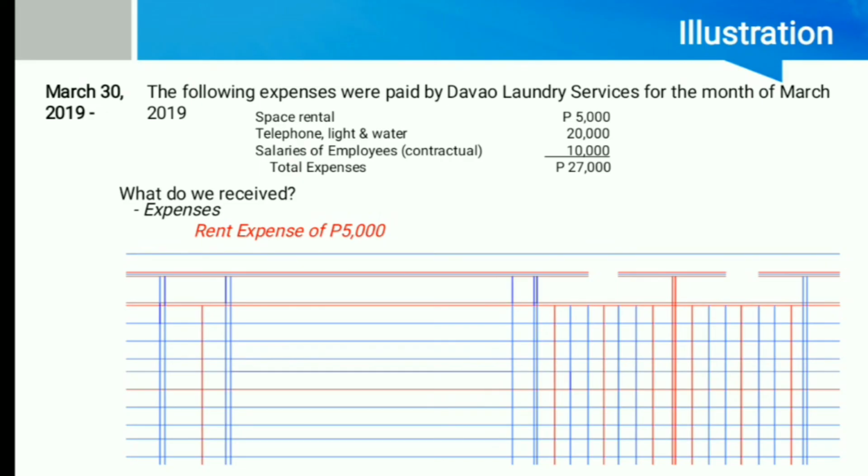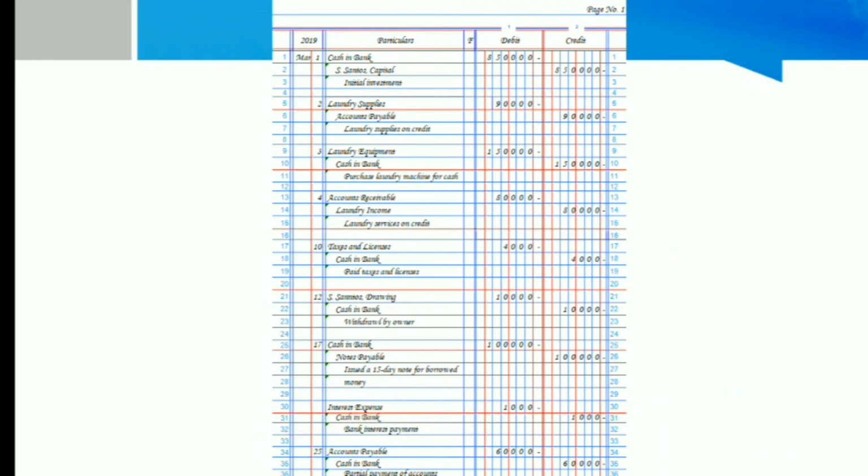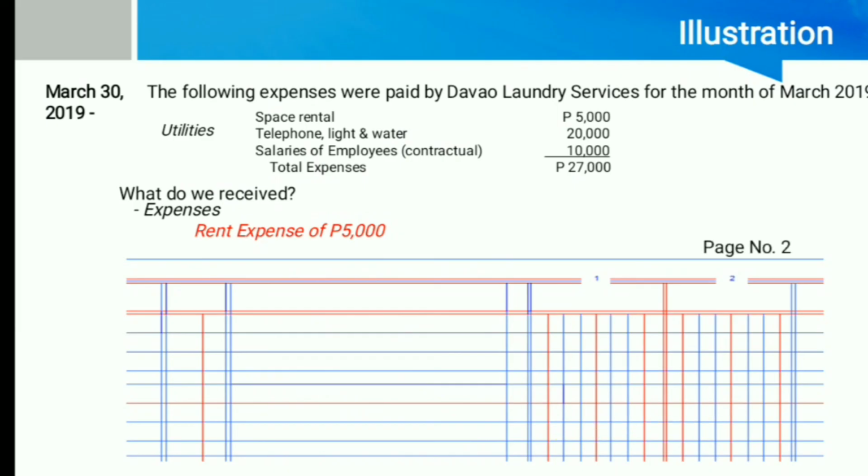So we have a new general journal since the first one is already full. The page number 1 is already full, so we are now in page number 2. So we're going to write the year 2019 and then the month. Okay, particulars first and then folio, debit, credit. And then we have to write the month, March, and then the date, which is 30. And then we're going to write our first debit entry. We have rent expense of 5,000 pesos.